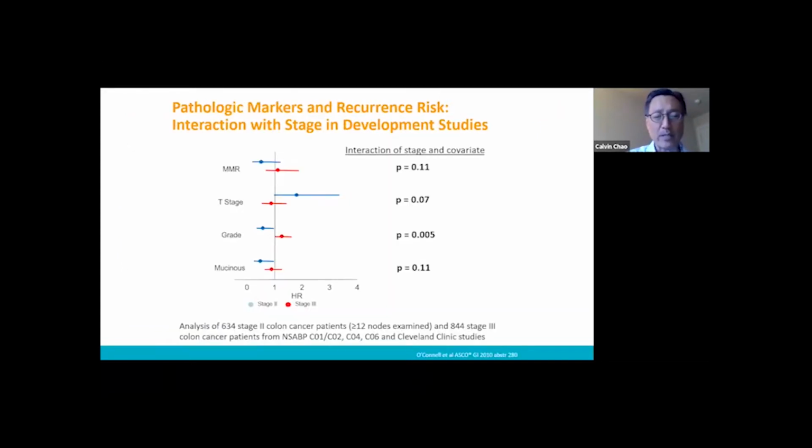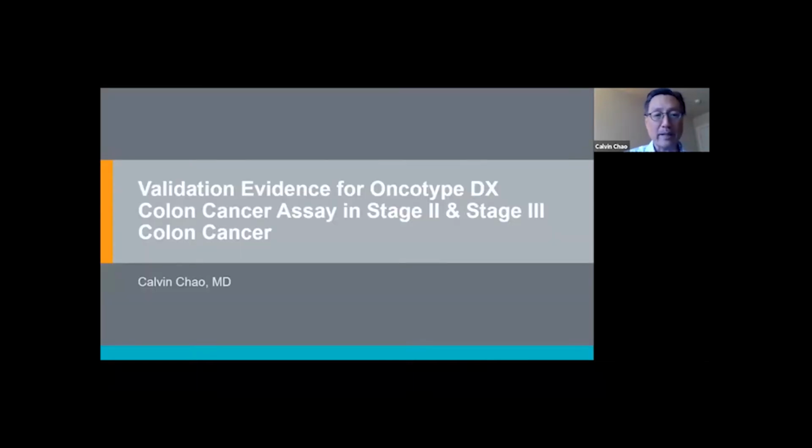Another analysis that was done by the NSABP in their C01, C02, C04 and C06 studies, as well as with the Cleveland Clinic, you can see that for grade, the hazard ratio goes in opposite directions. For stage 2, it's actually showing high grade equates with a better prognosis, while in stage 3, high grade equates with a worse prognosis. And so this again speaks to this heterogeneity of tumor grade, and hence, how reliable it is.